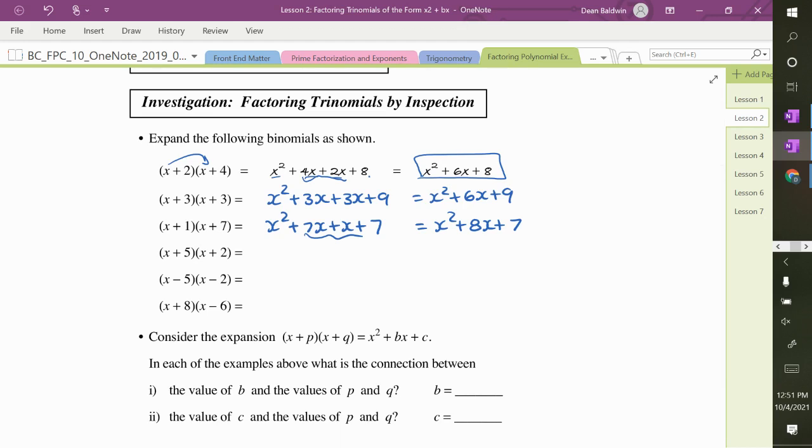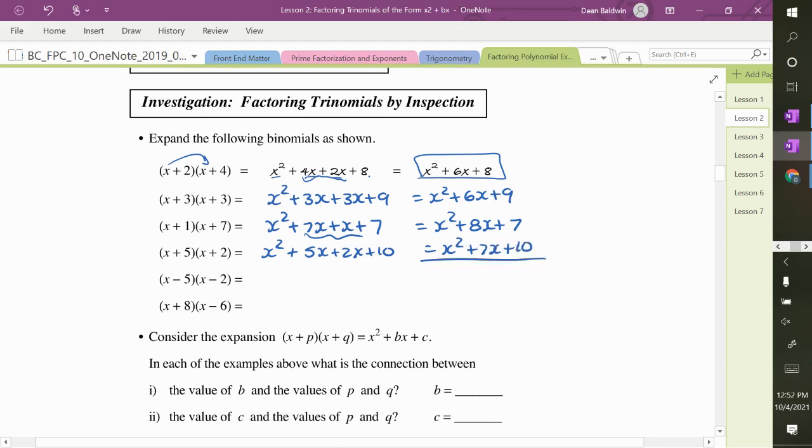X plus 5 times x plus 2. What am I going to get? You just did that in your head? You know the pattern, you just can't tell me what the pattern is. X squared plus 7x plus 10. People getting these? This is very important. Okay. Do you want to try and tell me the pattern? Do you think you can?